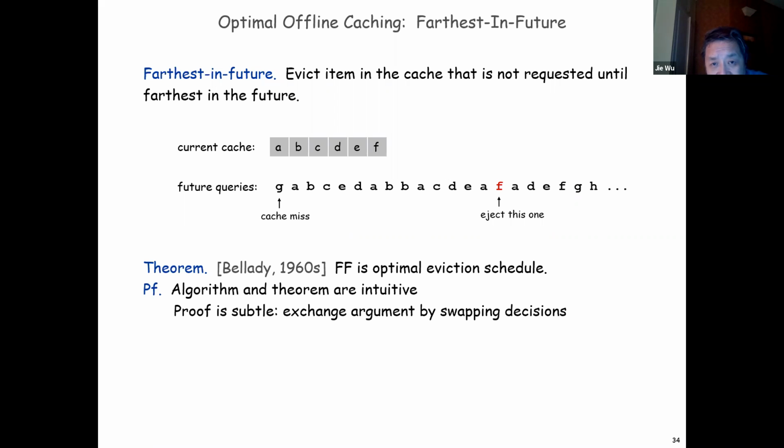Let's just look at this example. Furthest in the future: when you have a cache miss, you need to evict one item, right? In this case, A, B, C, D, E, F. Which one do you want to evict? All you need to do is see when the next occurrence of each item is. For example, A occurs next, very early. B is the second one, then C, right? Then D is a little bit later. F will come the latest, very late. So all you need to do is evict F. Just take out the F. Okay. Does that make sense?